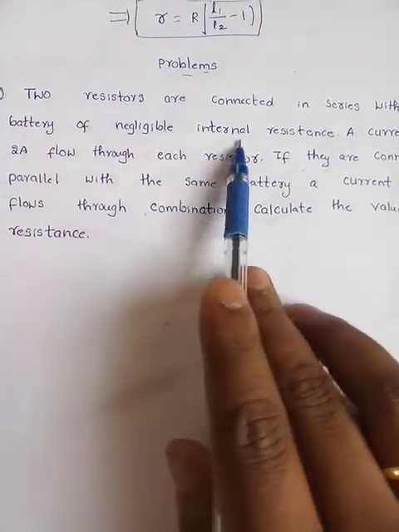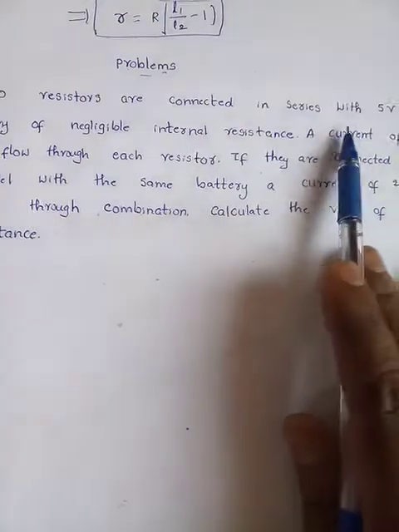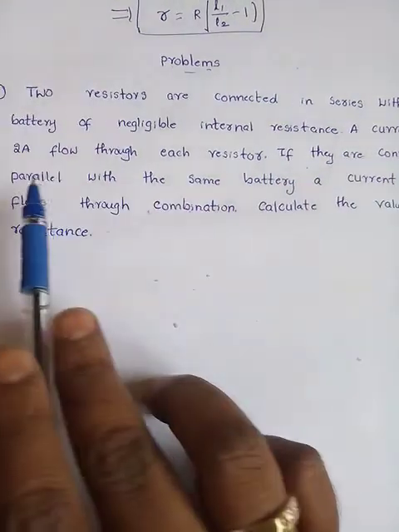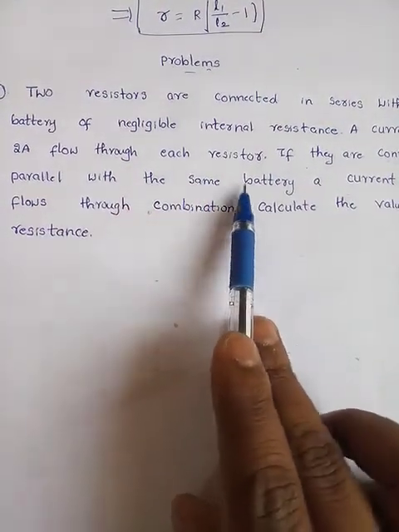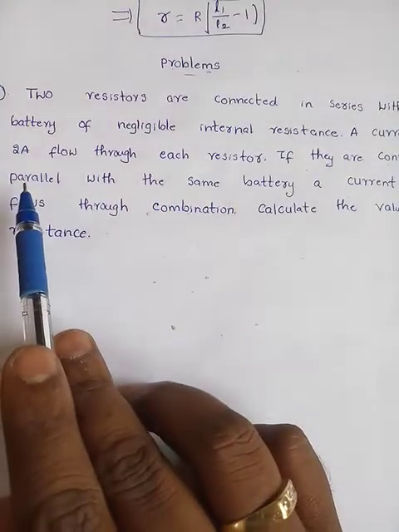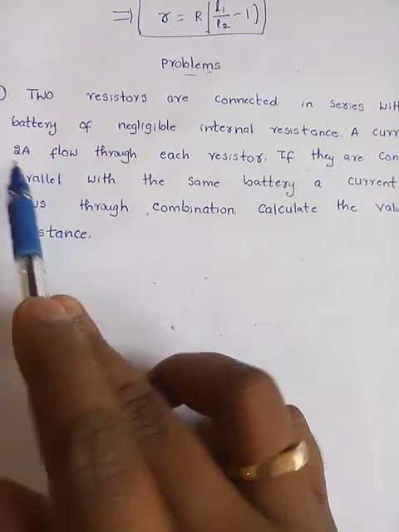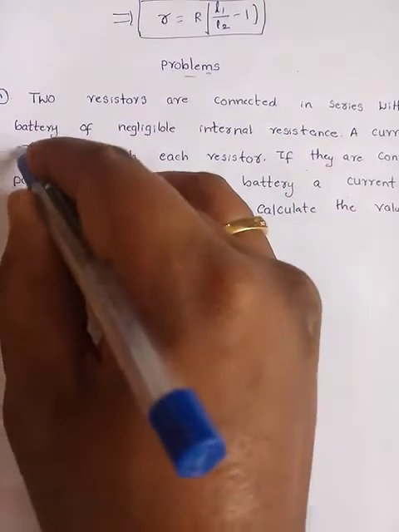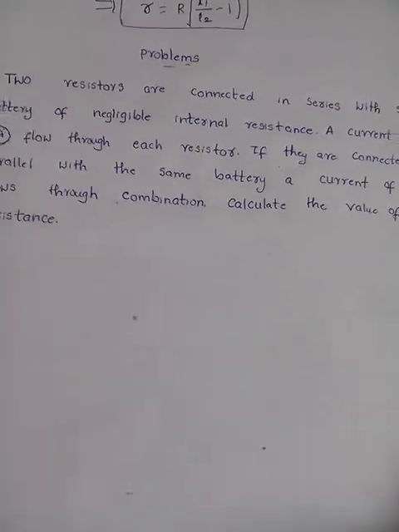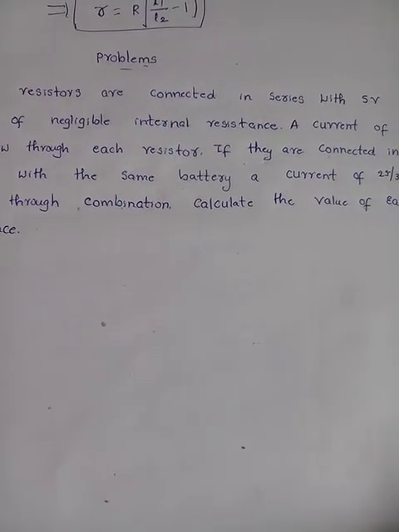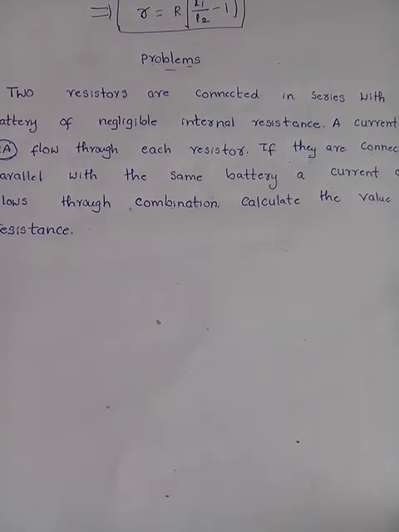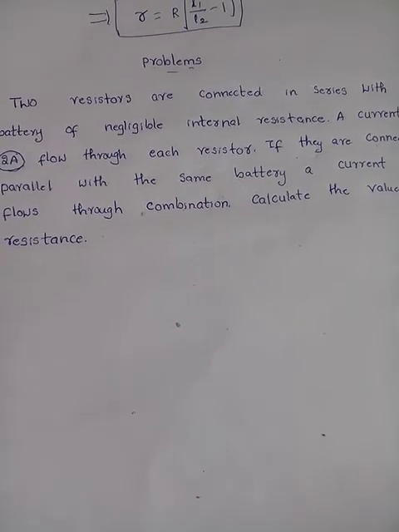There are two resistors connected in series with a 5 volt battery of negligible internal resistance. A current of 2 amperes flows through each resistor. See here, when two resistors are connected in series with a 5 volt battery, 2 amperes of current flows through each resistor, as we know that in a series combination the same current flows through each resistor. Now, if they are connected in parallel with the same battery, a current of 25/3 amperes flows through the combination, not through each resistor. So, calculate the value of each resistance.